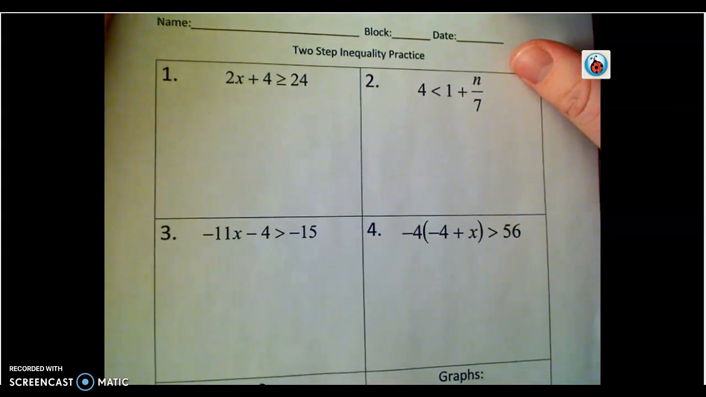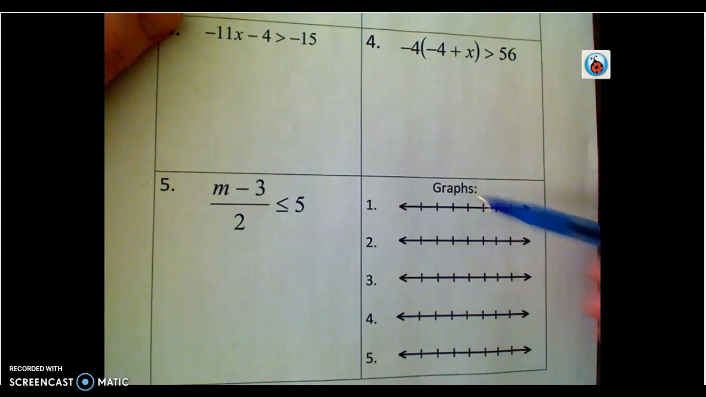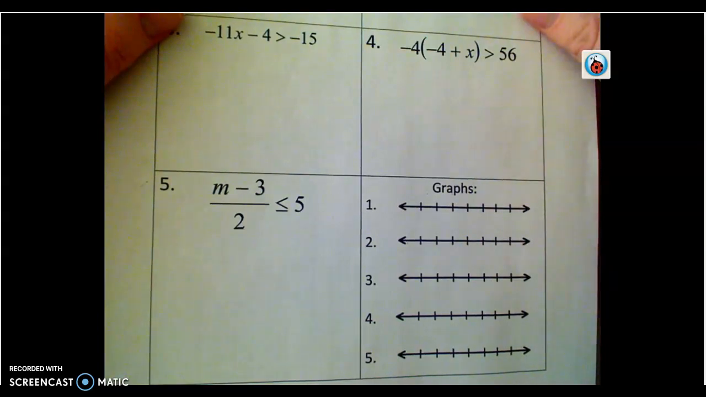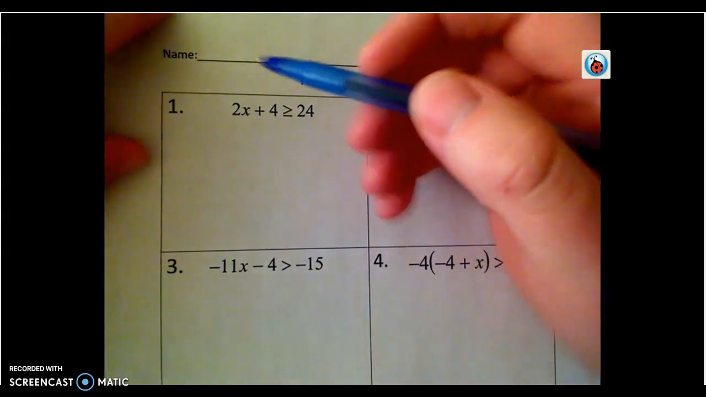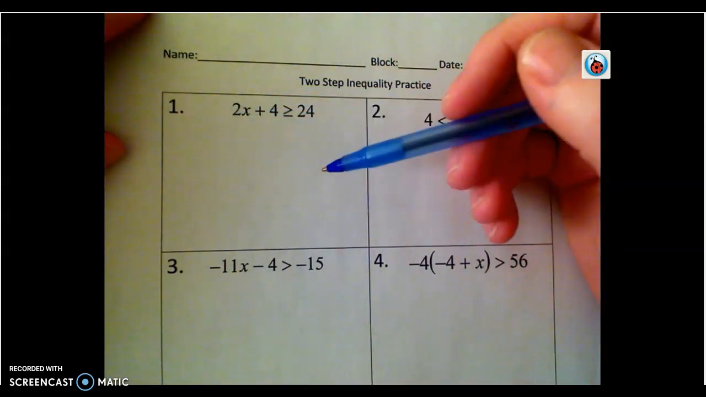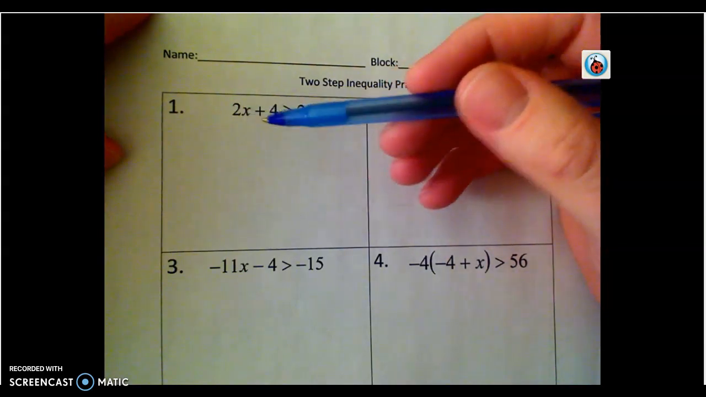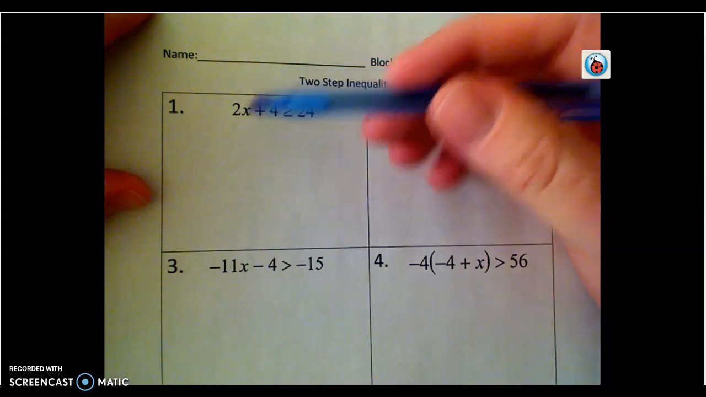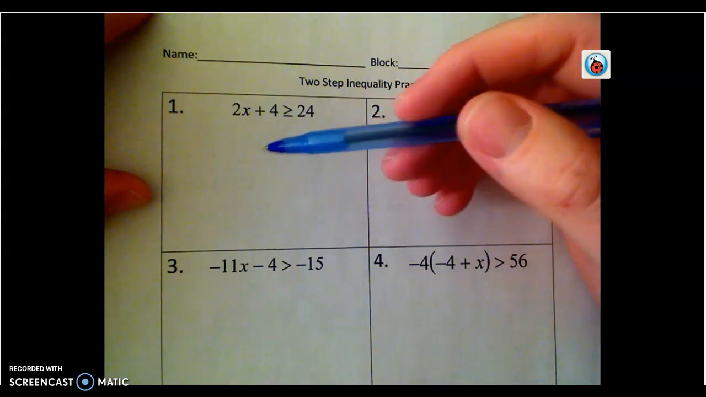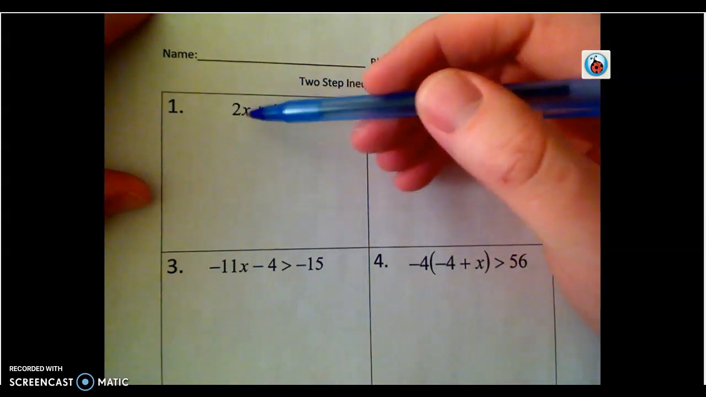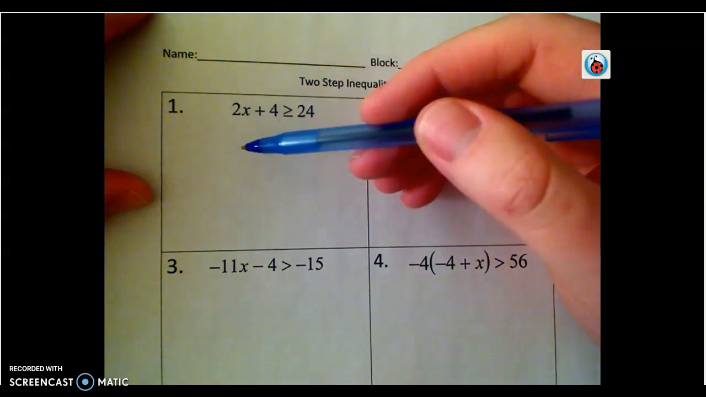So how this is going to work is we have 5 questions here. The spot down here in the bottom right is for us to graph each of the inequalities. I would like you to pause the video after each question, try it yourself, then unpause it and see if you got the answer correct. If you didn't, just fix whatever mistakes you made in the problem and make sure you have the correct work down as well.